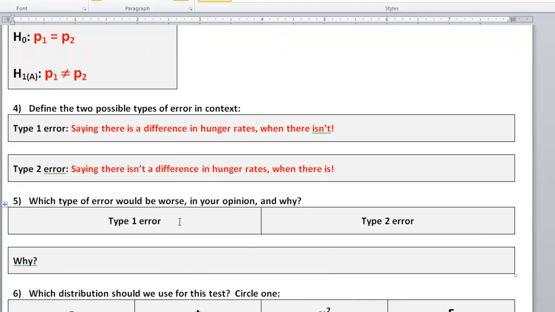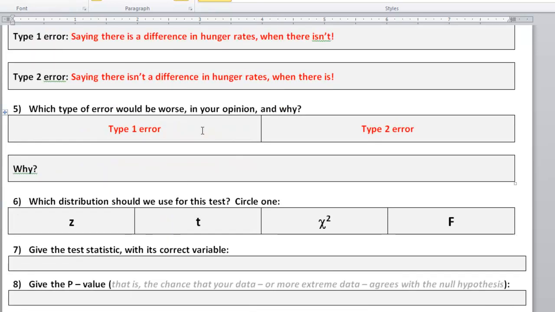Maybe, I could see either way. Type 1 perhaps, because if you identify one school as having a higher or lower rate, you might redirect or deny funding to the school that needs it. That's one way of viewing it. A type 2 error might be bad because you've missed the fact that one of the schools has a higher hunger rate and therefore might need more resources. So honestly, I can see either one. It's up to you as to which one you think is the chief offender.